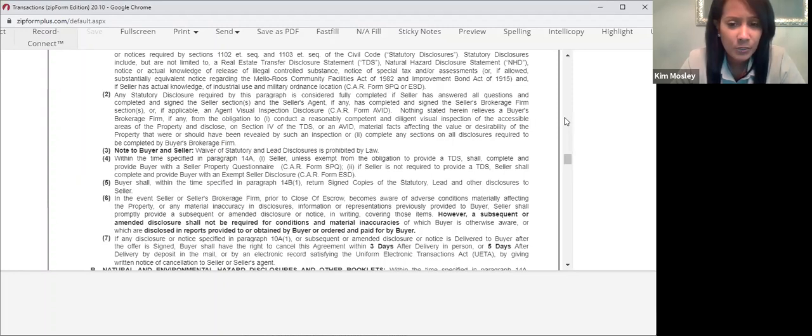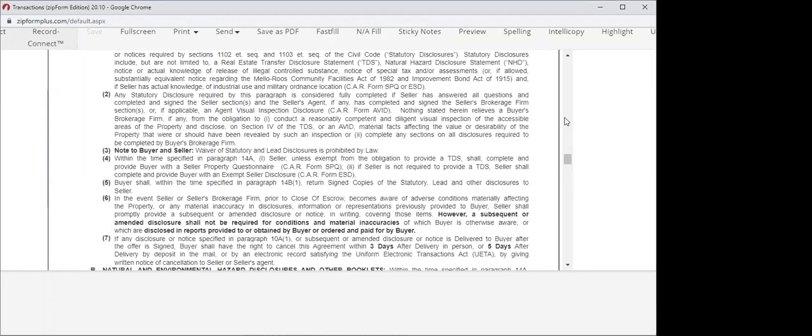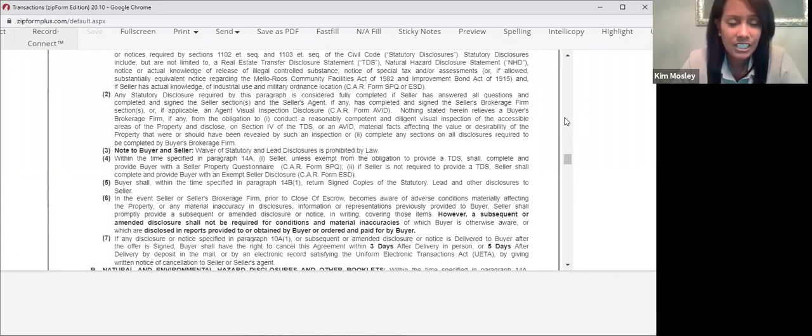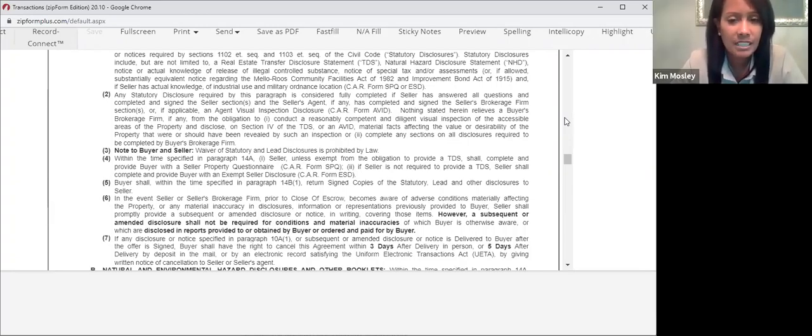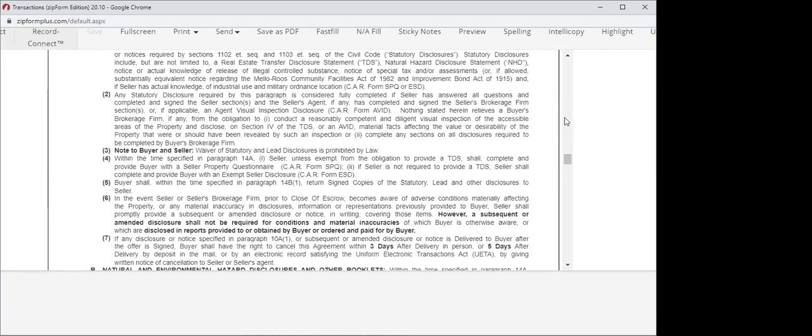And I don't know if maybe your question was more on the last part of that, where I said if the seller is not required to provide a TDS, then the seller needs to do the ESD. So there are some transactions when the TDS is not required, like a probate transaction. So probate, the TDS would not be required, and when it's not, then the ESD can be used, because there's still some things to disclose, but the TDS form itself would not be required in a probate transaction. Got it. Thank you.